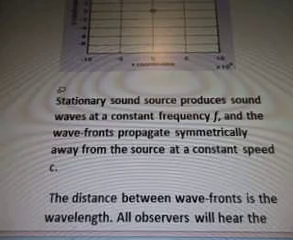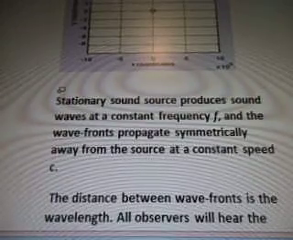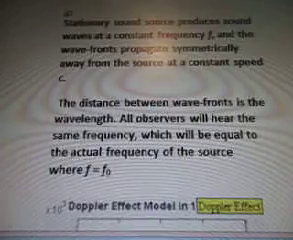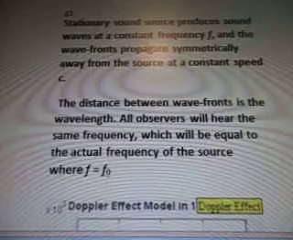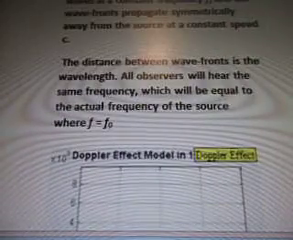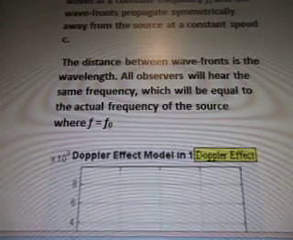A stationary sound source produces sound waves at a constant frequency f, and the wave fronts propagate symmetrically away from the source at a constant speed c. The distance between wave fronts is the wavelength. All observers will hear the same frequency, which will be equal to the actual frequency of the source, where f equals f0.